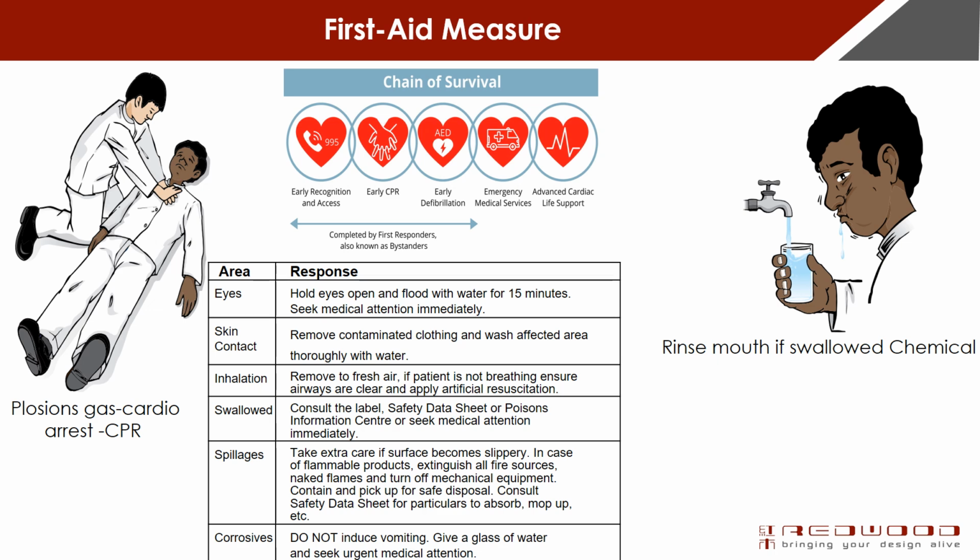Use the DRSABCD action plan. D, Danger: check the area is safe before approaching the casualty. R, Response: check for response by tapping the shoulders and asking, "Are you okay?" S, Send for help: call 995 for an ambulance and stay on the line.